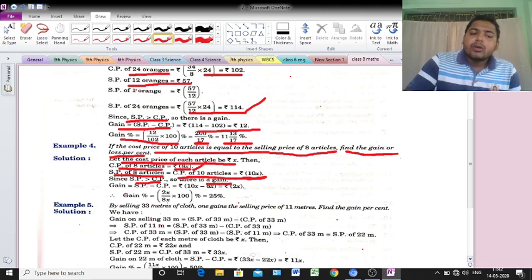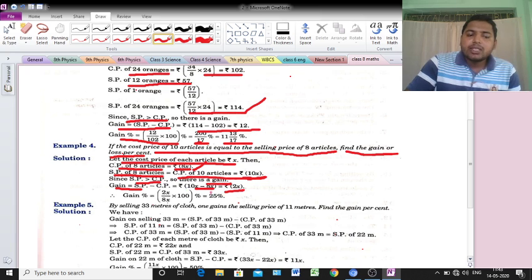Clear? And we already know the profit percent formula. Before profit percent, we find out the profit. Profit means SP minus CP. Put in the values: rupees 10x minus 8x. Clear? Rupees 10x minus 8x, that means we are getting rupees 2x. That is the profit.